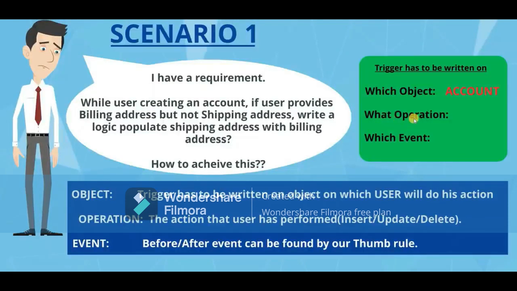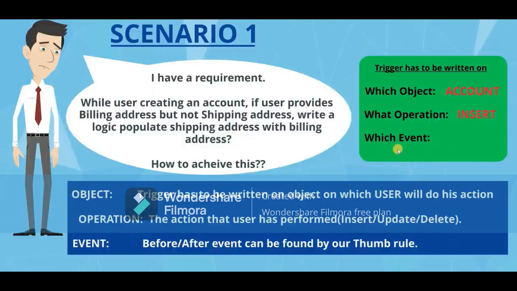Now the object has been finalized as account. So what operation? The operation has to be either insert or update or delete, or it can be undelete also. So in this scenario, what should be the trigger option? We'll again take help of the action that the user has performed. The user is creating an account. Basically he's inserting an account and then we need to do some action. So on insertion, the operation has to be insertion here. So object is account and the operation is insert.